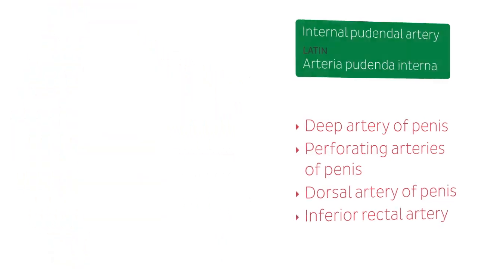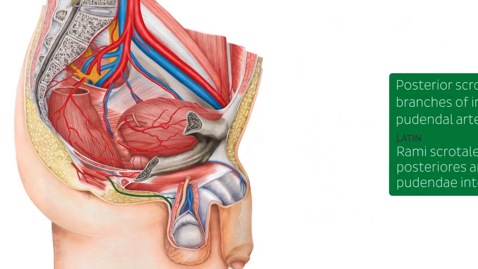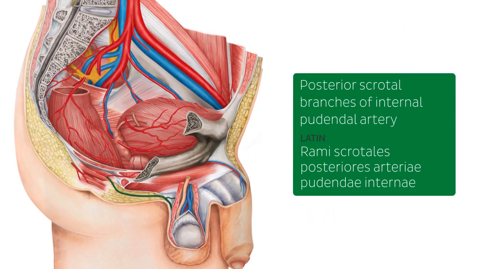The next arteries that we're going to be highlighting here are known as the posterior scrotal branches of the internal pudendal artery. Now, we just covered the internal pudendal artery on the previous slide. Now let's take a look at its branches found in the male pelvis. The posterior scrotal branches arise from the internal pudendal artery and then pass to the scrotum, which you can clearly see here on this image.